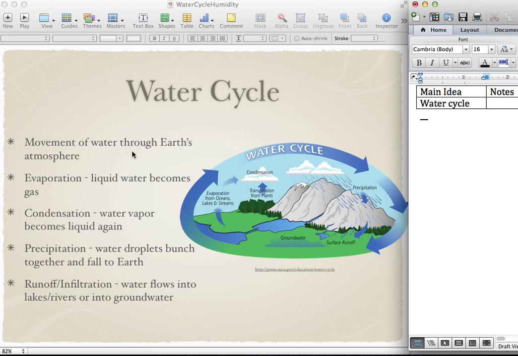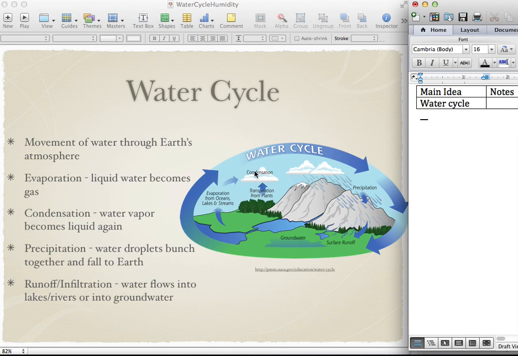Right? Since it's a cycle, there's no real beginning or end, so you can start anywhere and it just loops all the way around. So we have evaporation, liquid water becoming a gas in the air, right? And water vapor is, of course, a clear, colorless gas. We can't see it, we can't taste it, we can't smell it.